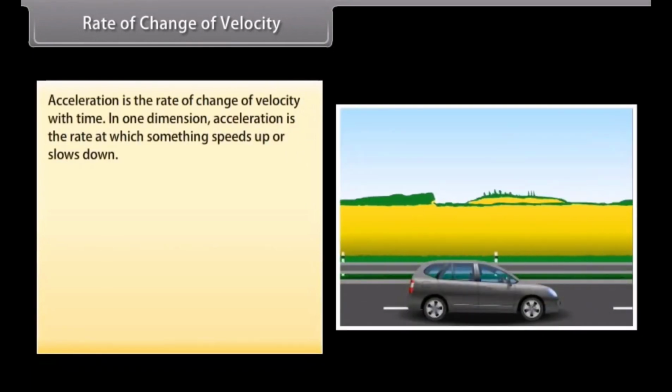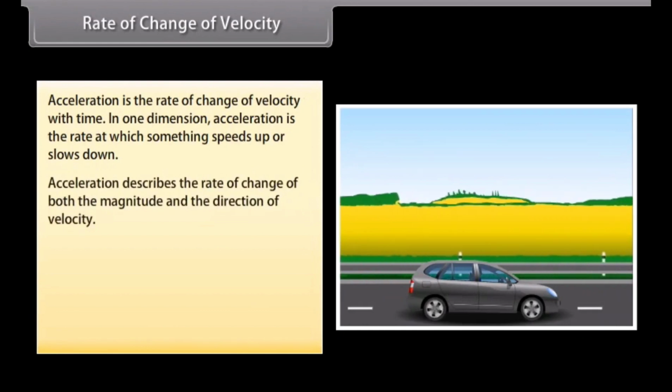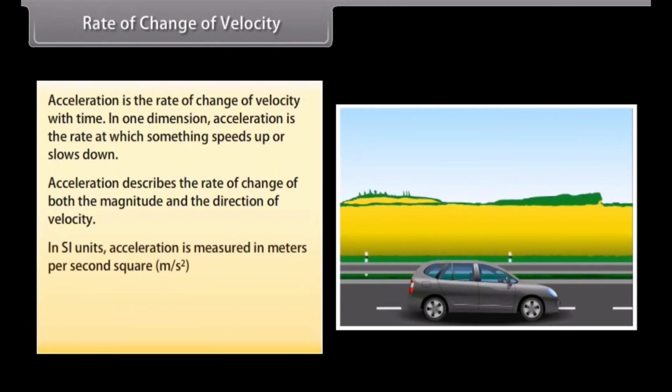Rate of change of velocity. Acceleration is the rate of change of velocity with time. In one dimension, acceleration is the rate at which something speeds up or slows down. Acceleration describes the rate of change of both the magnitude and the direction of velocity. In SI units, acceleration is measured in meters per second square.